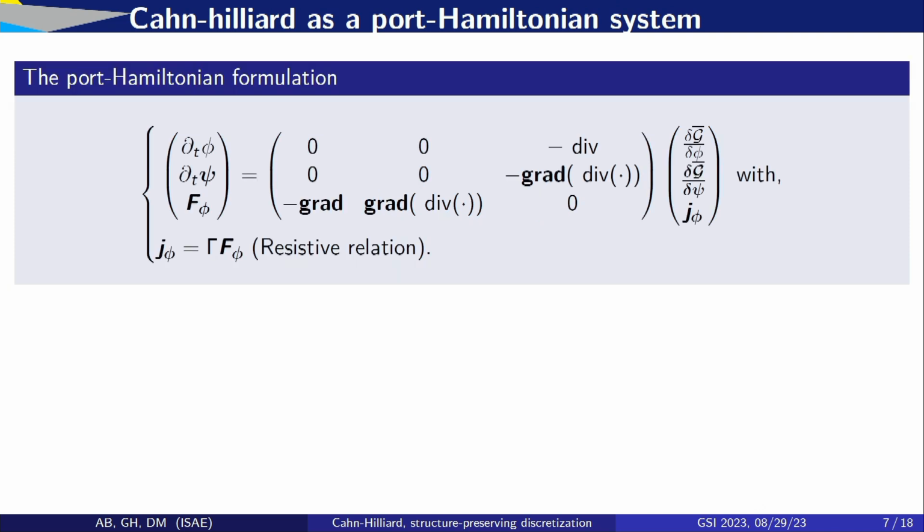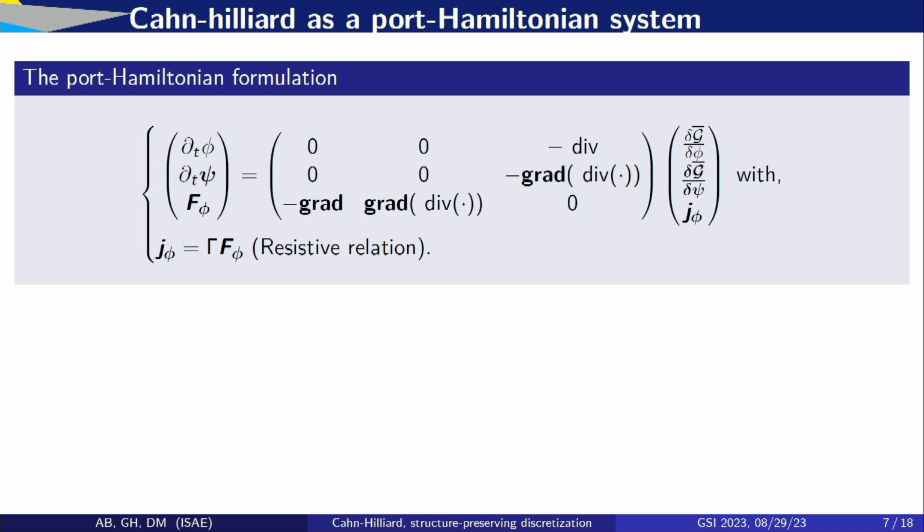Okay, we can then rewrite our system as this. Okay, and there you can see that this operator is formally antisymmetric up to boundary terms, because here we can see that div and grad are adjoint, the adjoint of div will be minus grad, so this is antisymmetric, and these are both symmetric operators, so this is indeed antisymmetric.